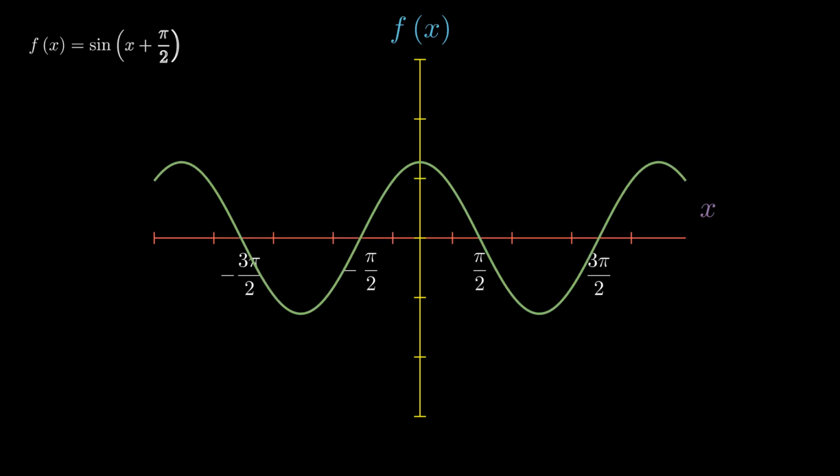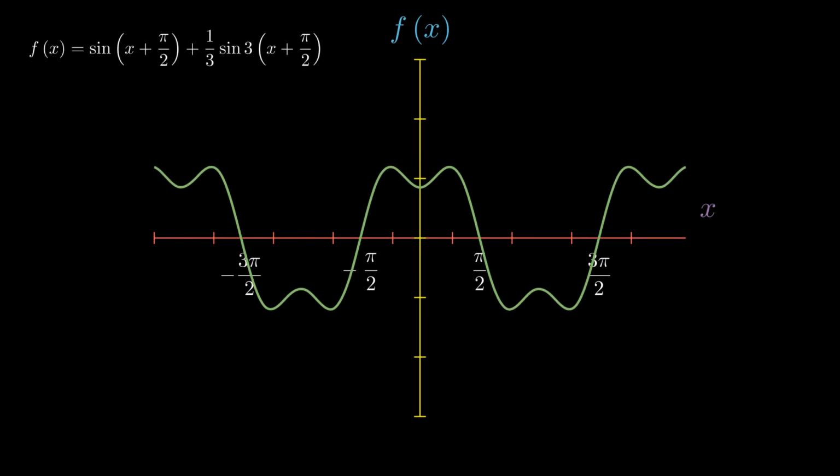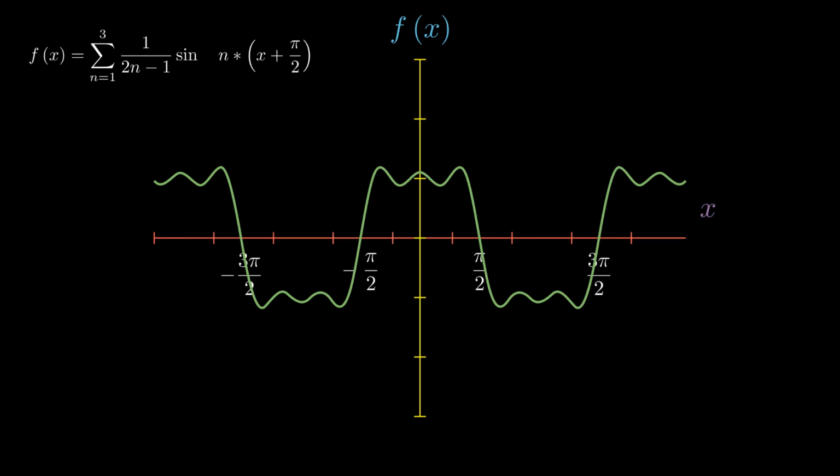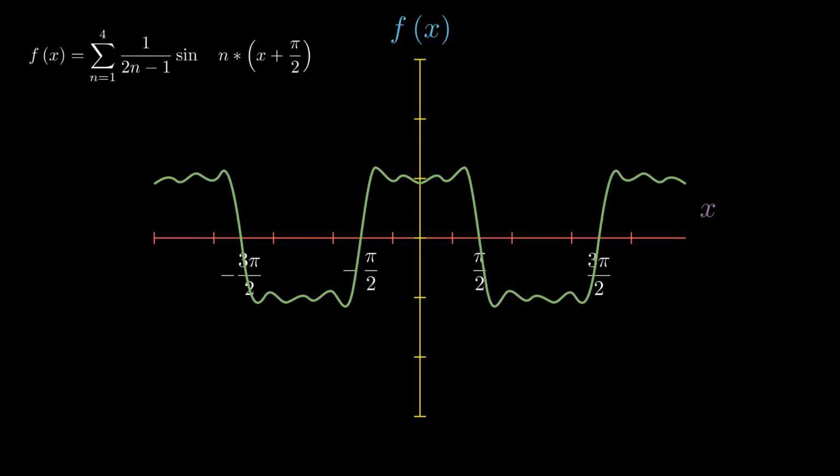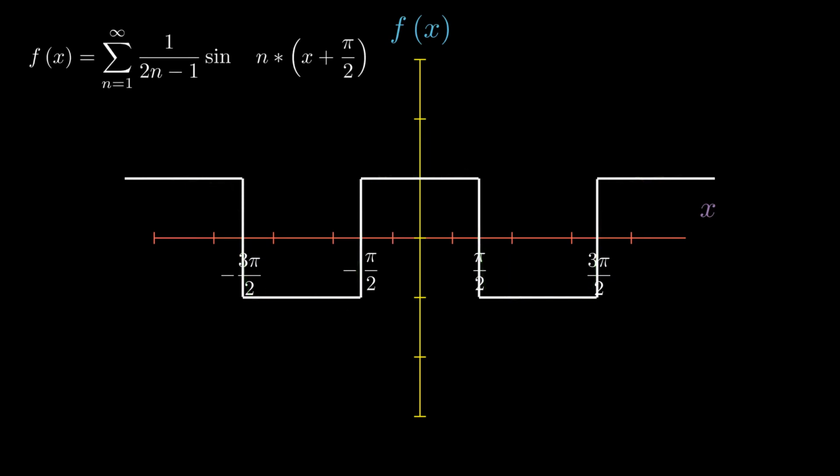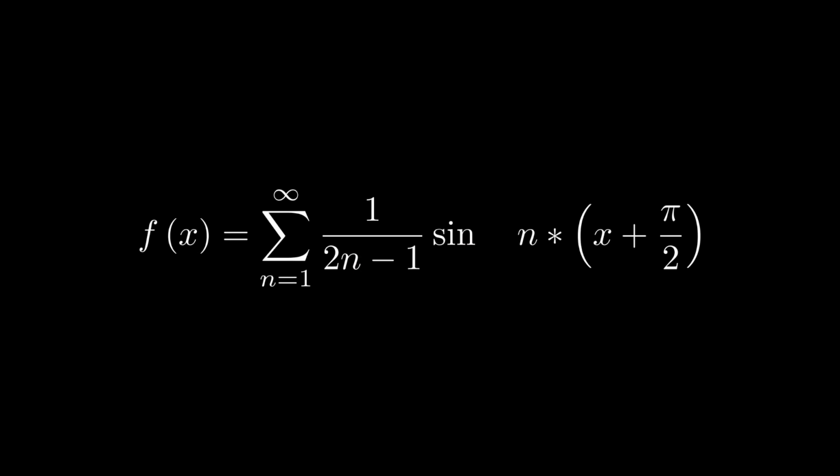Now this is the first term in the Fourier series of this square wave. This is the second term, and so on. You can now start seeing the graph take the shape of the square wave. Finally, this is the Fourier series for this function.